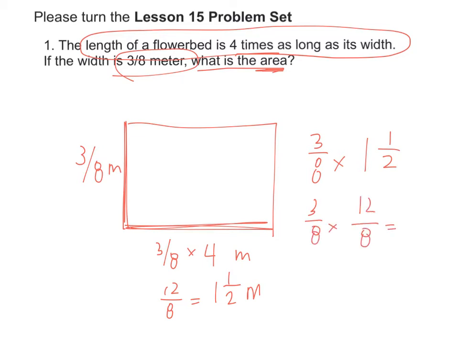3 times 12 is? Wait, is there anything we can simplify? 12 and 8 are both multiples of? They are multiples of 2, but even better, they're both multiples of? 4. So 8 divided by 4 is 2, and 12 divided by 4 is? Now we have 3 times 3 equals 9. 2 times 8 equals? Good. And then our units should be square meters.